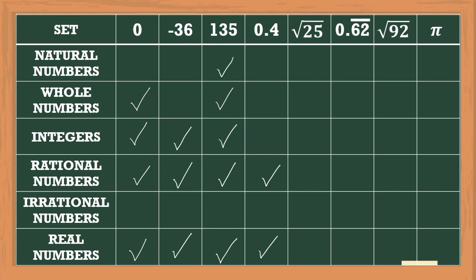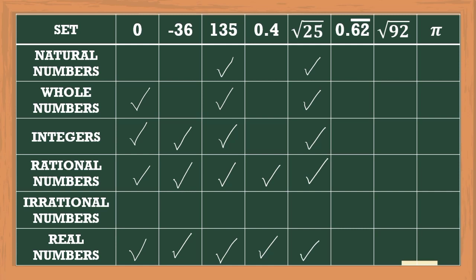Next, square root of 25. So, square root of 25 is a natural number. Of course. Kasi, square root of 25 is 5. And 5 is a counting number. Next, whole number, of course. Integer, yes. Rational number, yes. And then real number, of course.